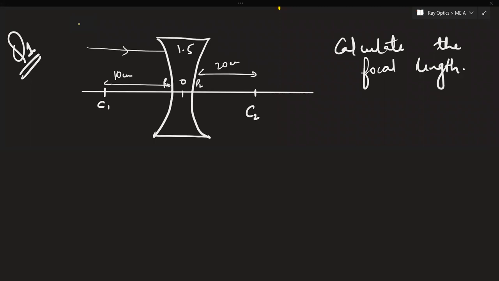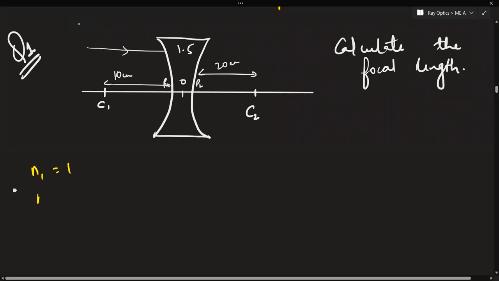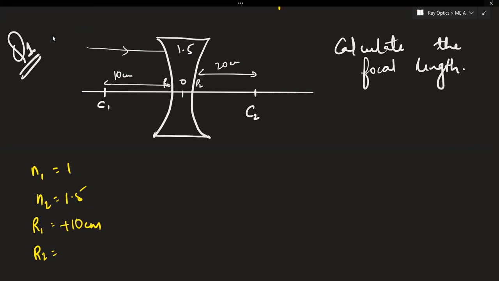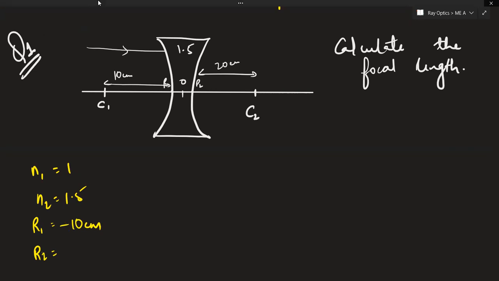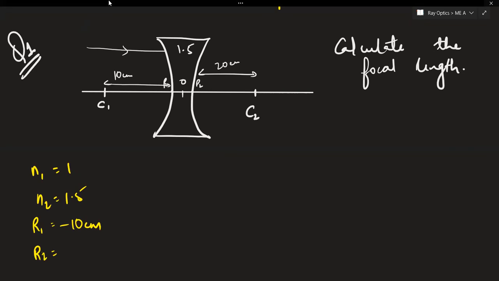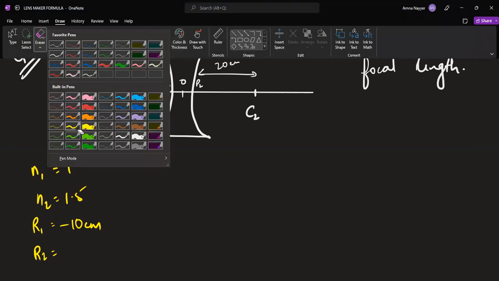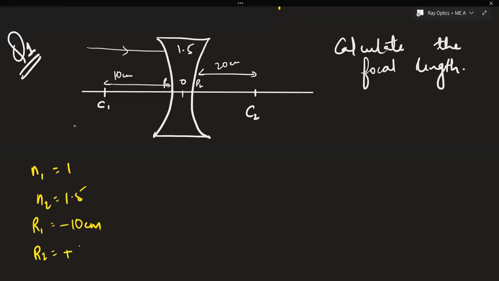See, outside refractive index N1 is 1. Here N2 is given as 1.5. Right. And see, the first radius of curvature here is positive, plus 10 centimeters. No, this 10 is in front of the lens, so this will be negative. And 20 centimeters is behind the lens, so we'll take this as positive, so that becomes plus 20 centimeters.